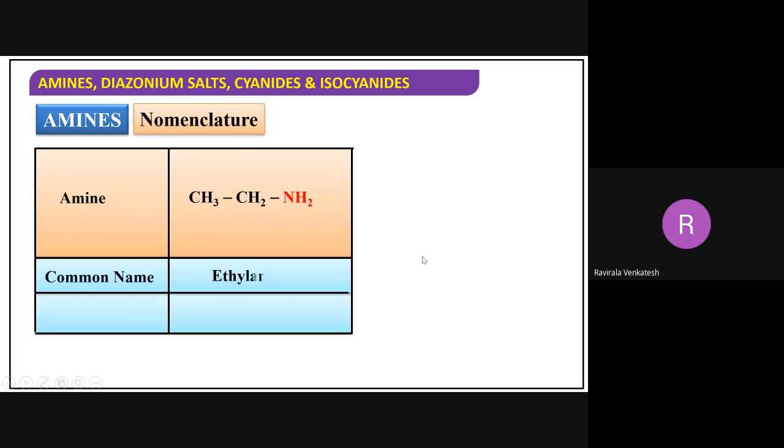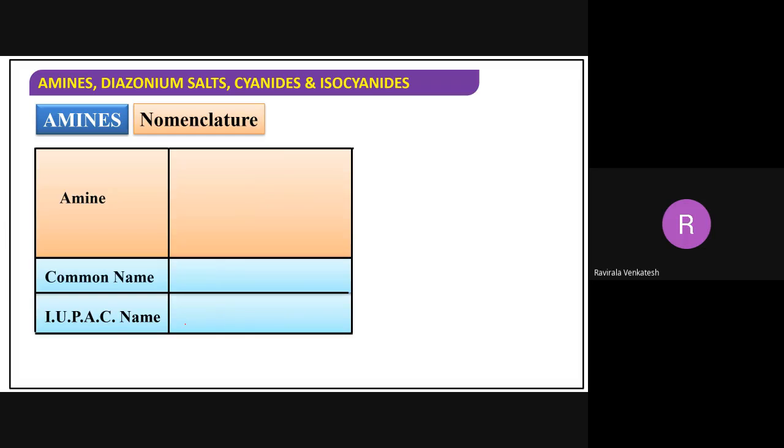Now let me see your IUPAC name. How to give the IUPAC name? Root word, primary suffix, secondary suffix. Root word is eth, because there are two carbons. Then the primary suffix will definitely be ane because a single bond is there, and then amine. So it will be eth, ane, amine. Ethanamine we can call this one, right?